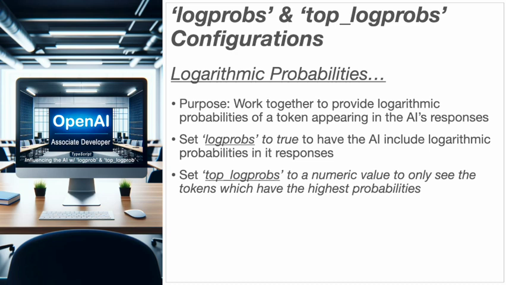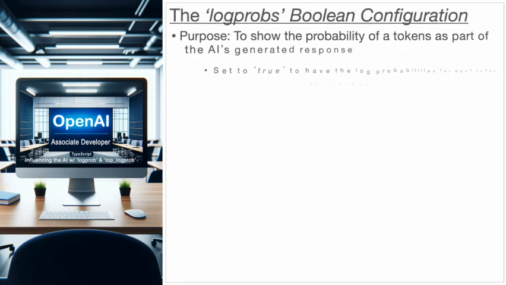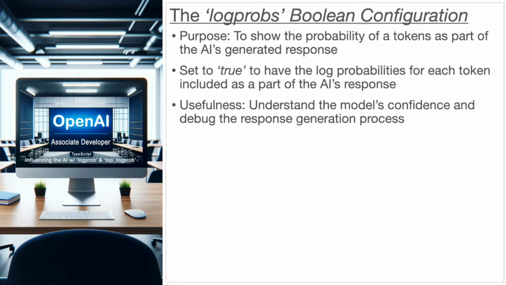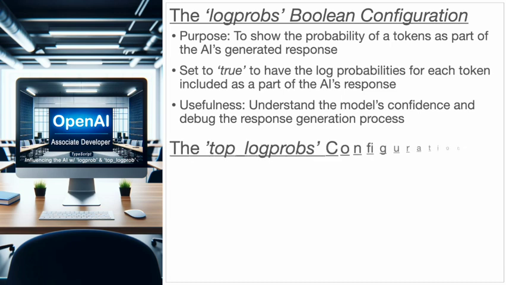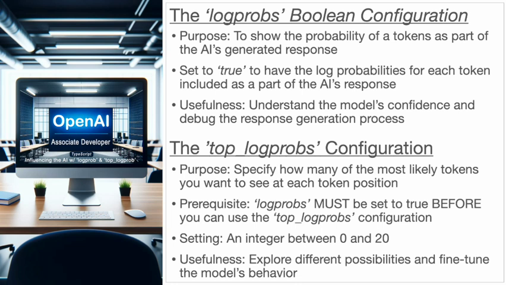The logprobs property is a Boolean that tells the AI whether to include the probabilities as part of its generated response. By setting this property to true, the API's response object will include the top log probabilities for each token of the AI's generated response. Simply put, if you enable logprobs, you should also set the top logprobs to specify how many of the top probabilities you want to evaluate. You can then use this probability information to understand the model's confidence in its choices, and it is helpful in debugging or analyzing the AI's response generation process.